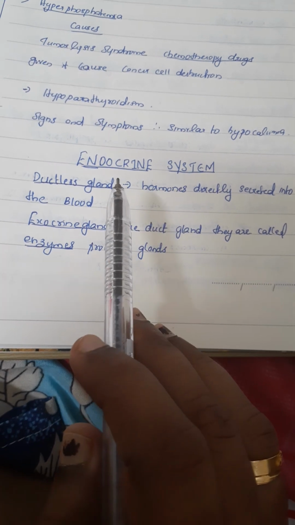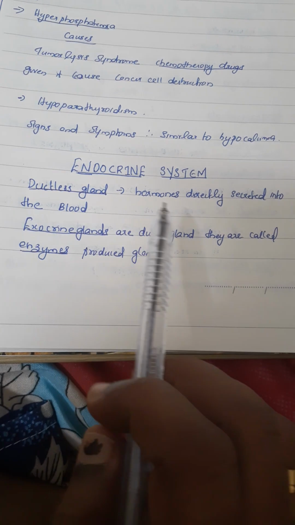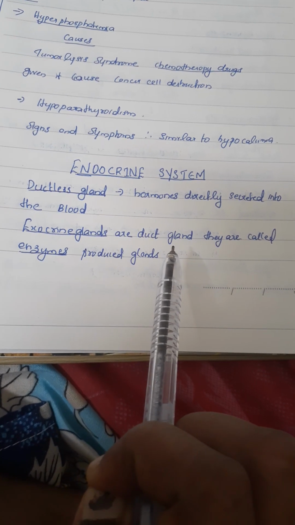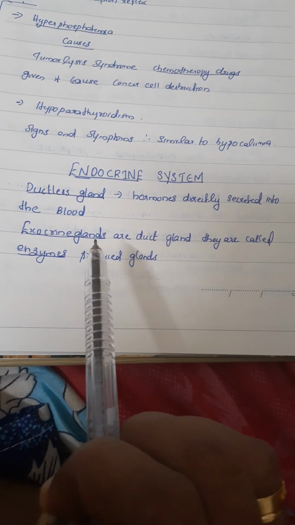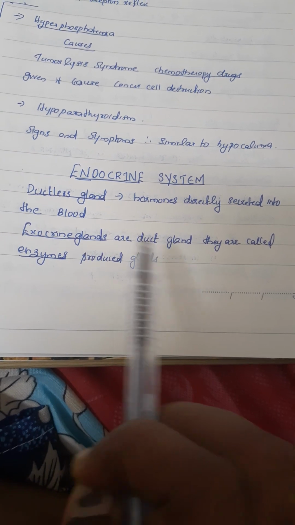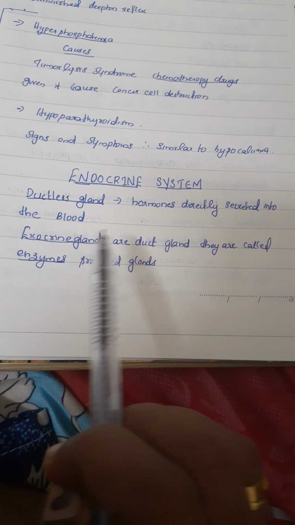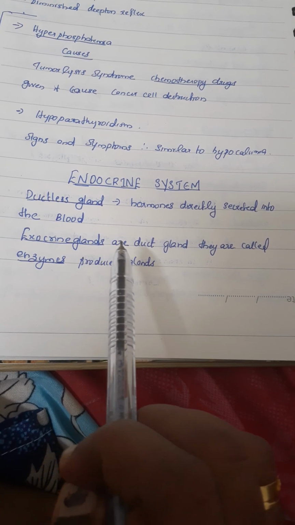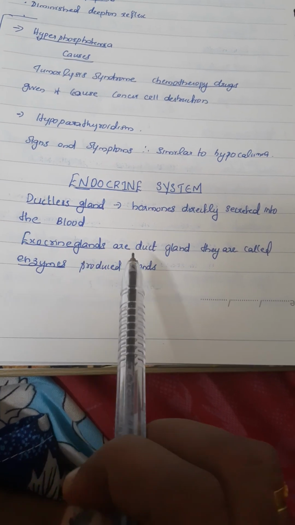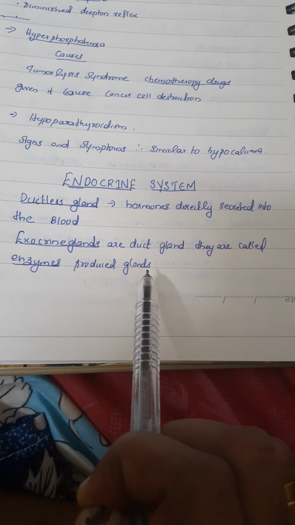In the endocrine system, there are two types of glands: ductless glands, which are endocrine glands, and duct glands, which are exocrine glands. Exocrine glands are called enzyme-producing glands. They have a duct, and they produce enzymes into the duct, which helps move these enzymes to the target site. Exocrine glands are duct glands, called enzyme-producing glands.